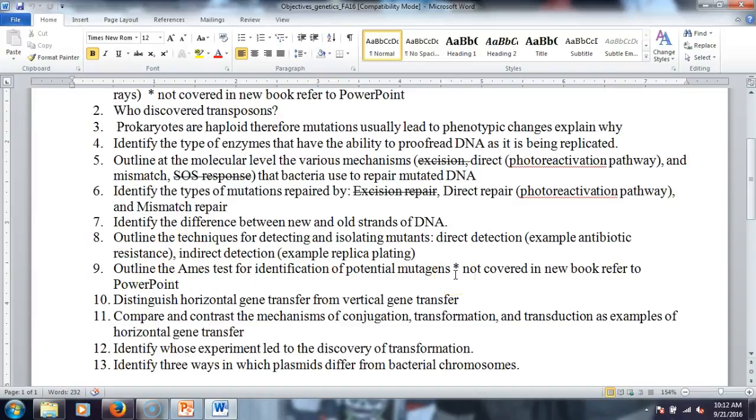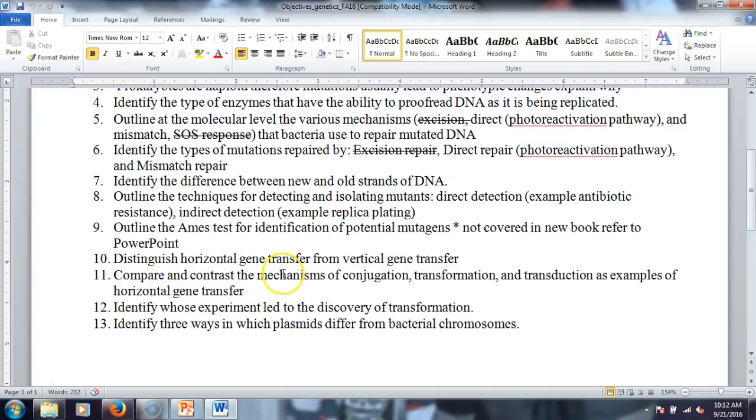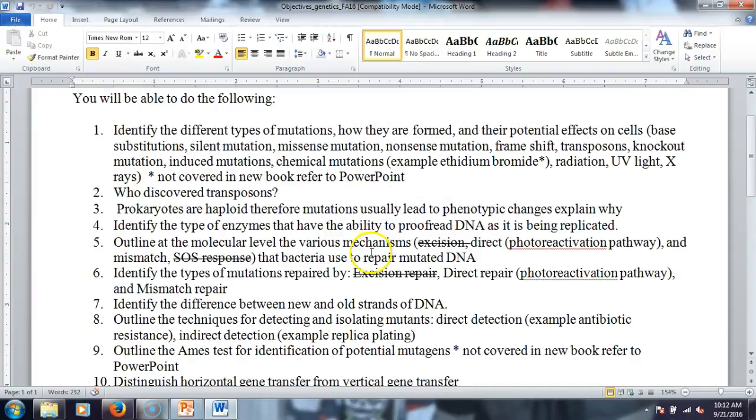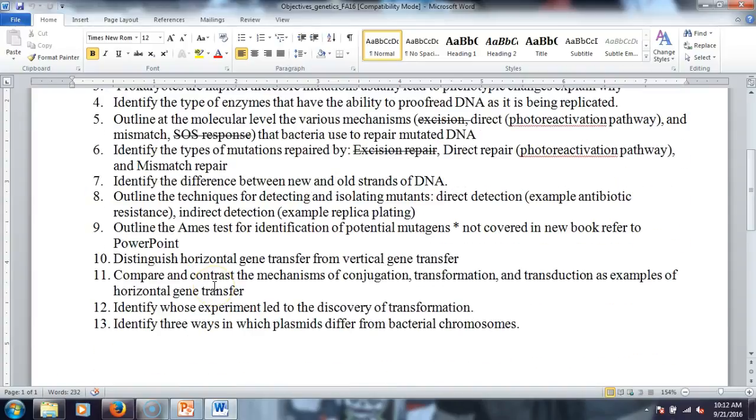They also don't talk about the Ames test, so that information will just be in your PowerPoint, not in your book, unfortunately. So just two things, not too bad. All the rest is covered in your book between the two chapters that we're going to refer to, Chapter 7 and 9, for all of our genetics.